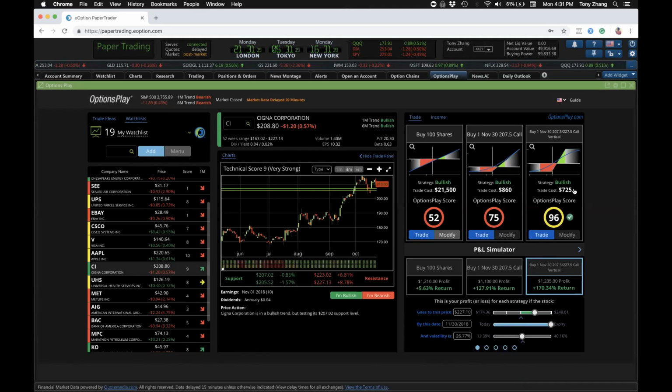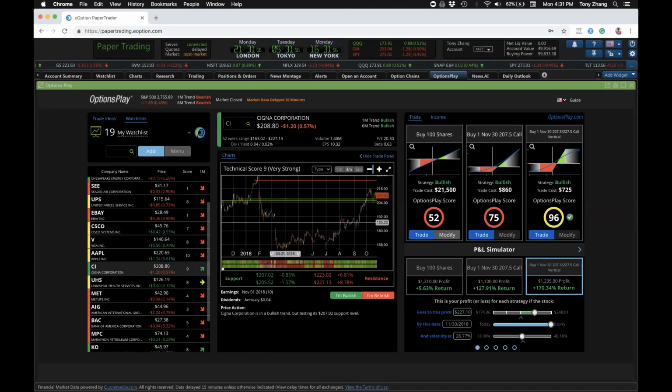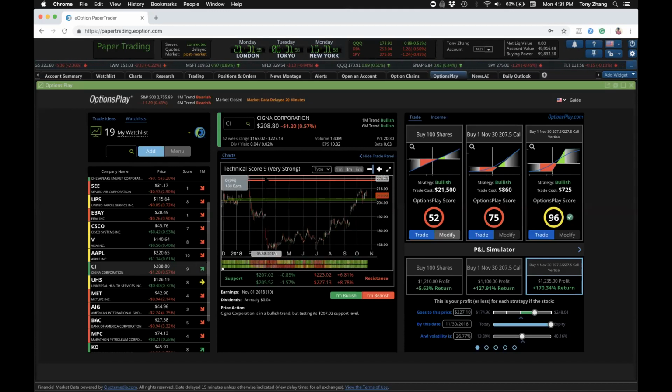We created a P&L simulator that allows you to simply ask yourself, Cigna's at 208 right now. I'm bullish on this stock. How far do I think it's going to go? Let's say you think it's going to go up to that 225, 223 prior high, which if I zoom out a little, you'll see that's where some of that prior highs are, around 223, 226. So let's say I think the stock's going to go to 223. How did these strategies perform?